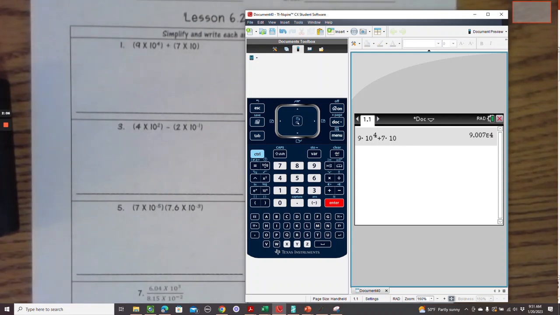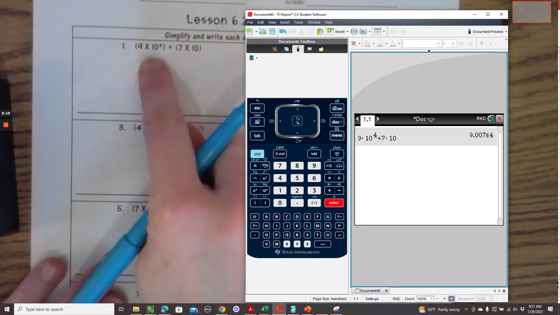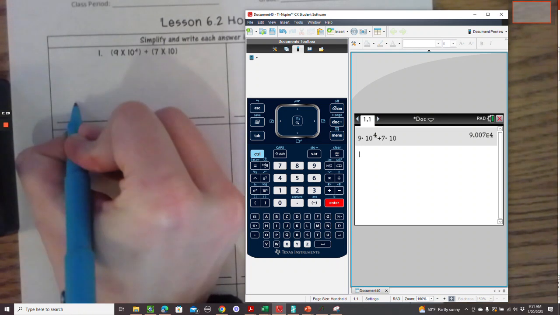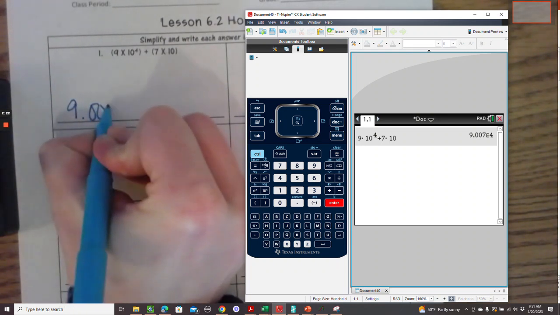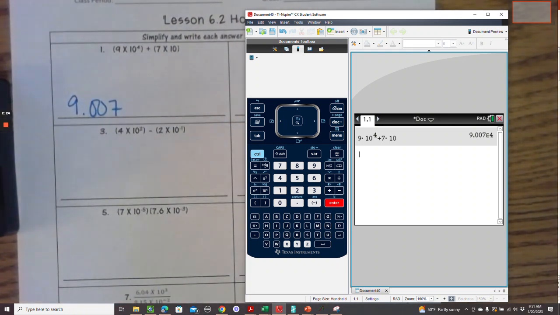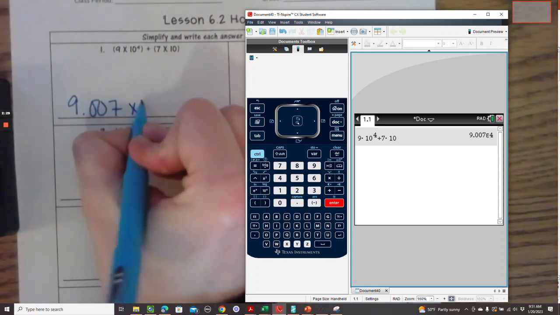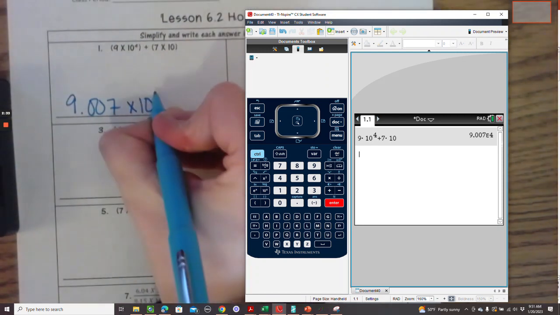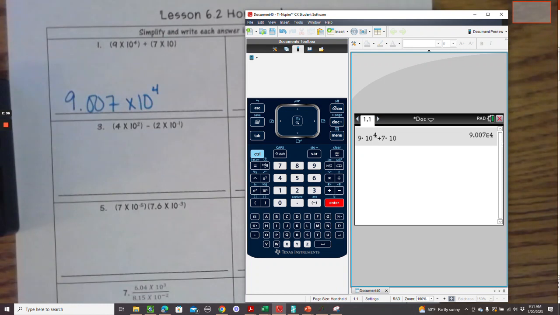Okay, now we got it working. So here's what the calculator spits out. It puts an E in there because it can't fit all of this stuff. So you need to make sure that you're writing your answers correctly. Do not put E's as answers. So for this one, you're going to write 9.007. Going to write the number. Instead of the E, you're going to change the E to a times 10. And then the number after the E is your little exponent that goes up high. Okay?